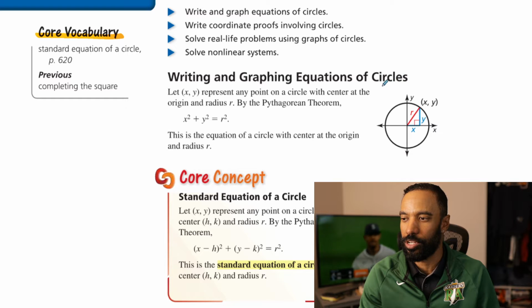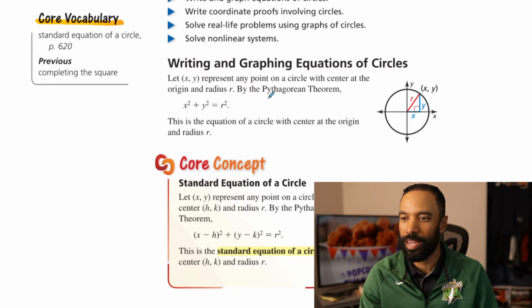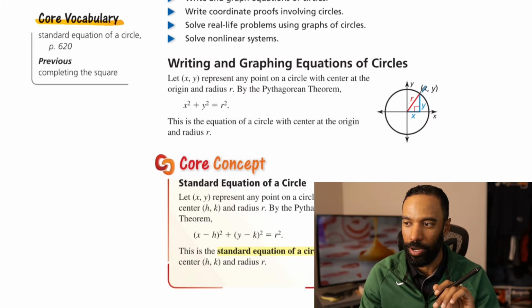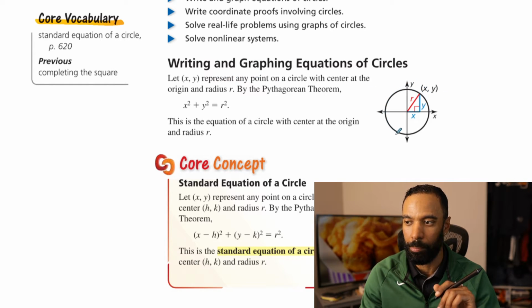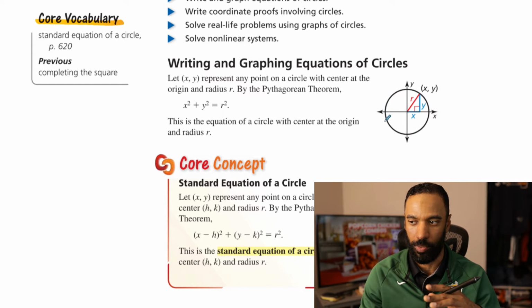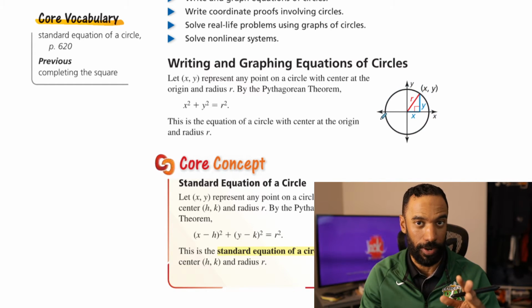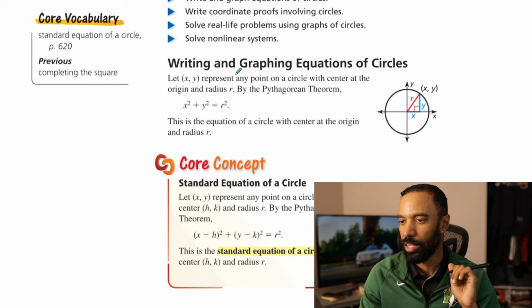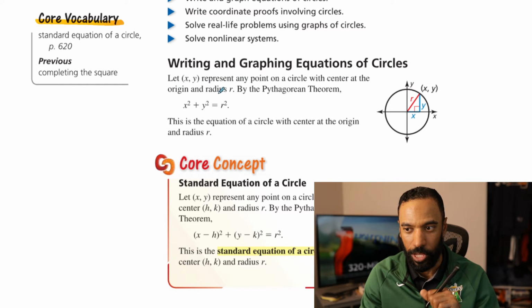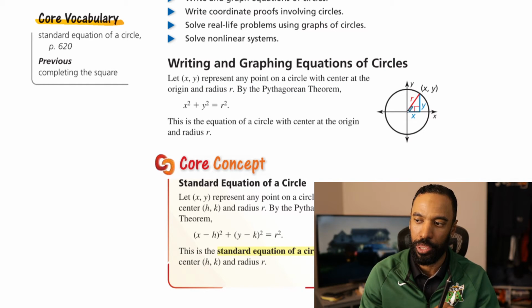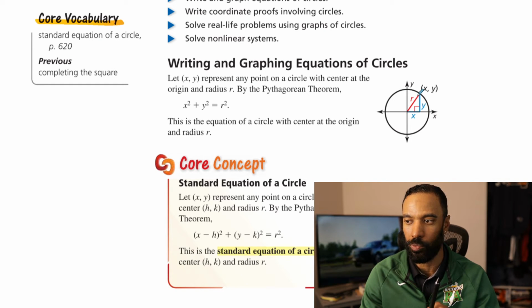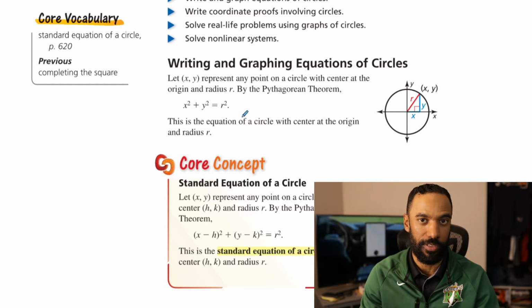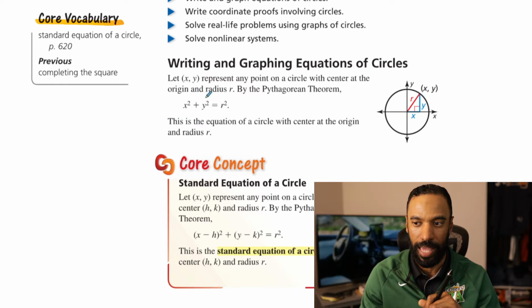Okay, writing and graphing equations of circles. Now, this is a proof in and of itself, sort of. If x and y are any point on the circle, this could be x. Remember, the circle are the points around the rim, not the center, but the points around the rim. Any of these can be any x, y right here, right? You go over x and up y, you go over x and down y. Let it represent any point in the circle with the center at the origin and the radius r. By the Pythagorean theorem, x is like a leg length, y is a leg length, and r is the hypotenuse. So x squared plus y squared equals r squared. This is the equation of the circle with the center at the origin. It just looks like that, straight up.